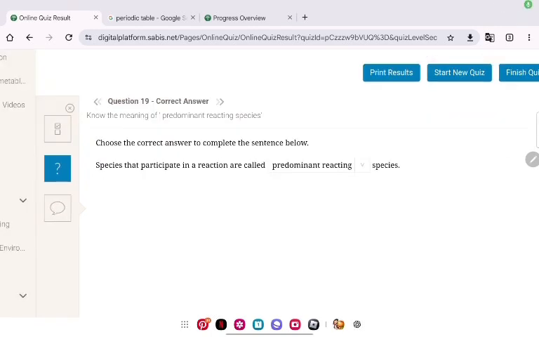Okay, this question is about memorizing: species that participate in a reaction are called predominant reacting species. So they're the species that participate most in a chemical equation.